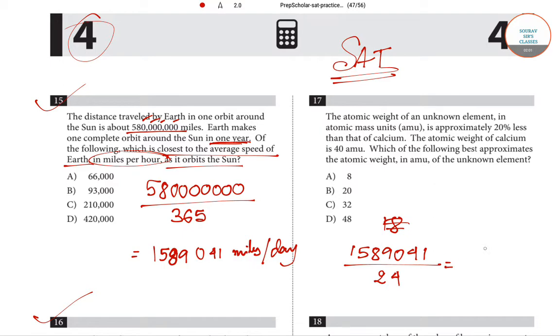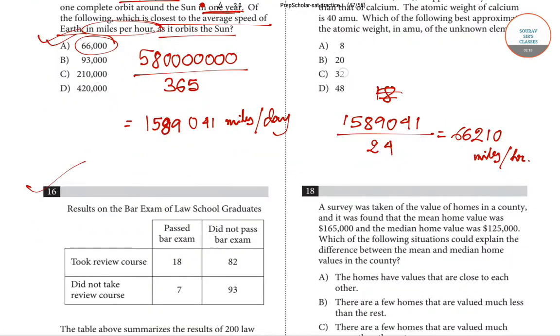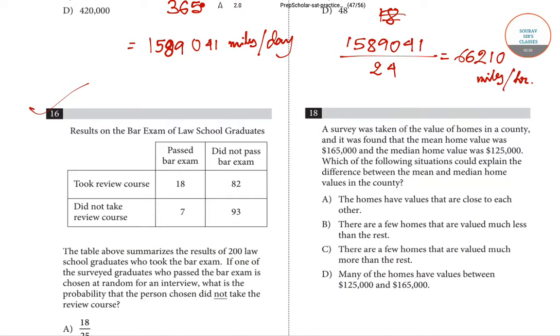This is equal to 66,210. So this is miles per hour. The closest option to our answer is 66,000. Hence option A is correct for question number 15. Now coming to the next question, question number 16.